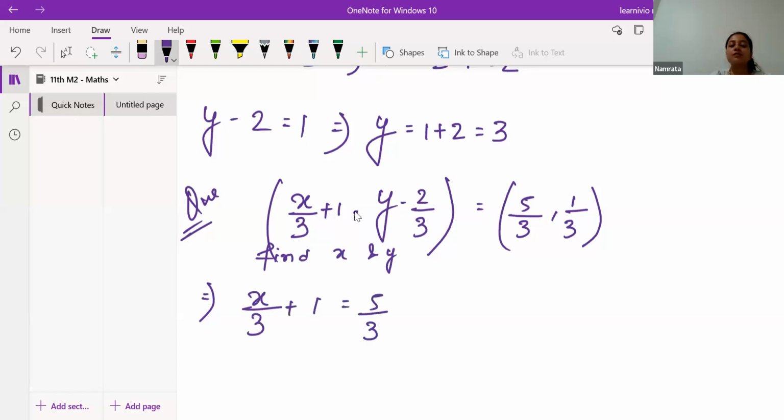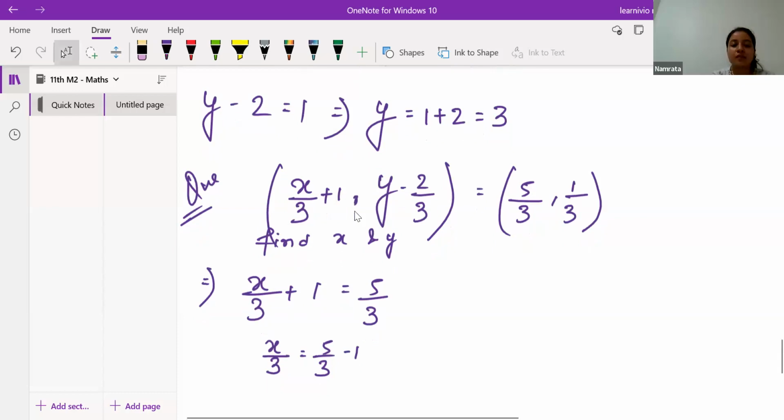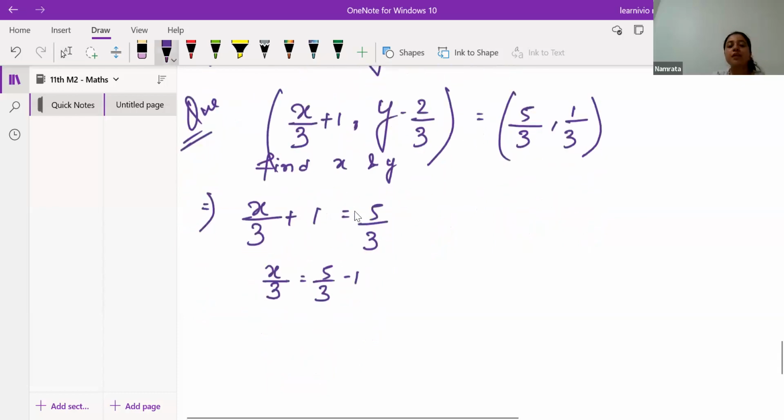Let's solve it. So what will we get? x by 3 is equal to 5 by 3 minus 1, right? We have to find the value of x from here, so we are going to solve this equation. 5 by 3 minus 1 is what? Is it 4 by 3?